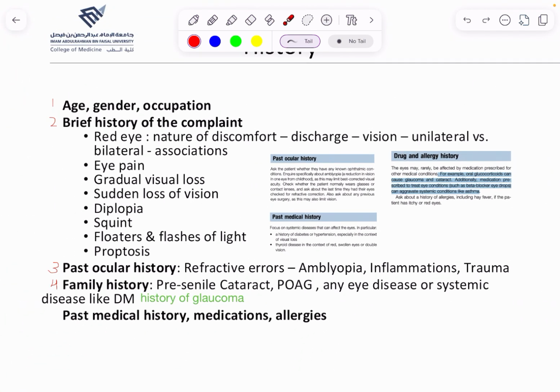And then you're going to come to the family history. You're going to ask about cataracts, primary open angle glaucoma, or any eye disease or systemic diseases like diabetes. Here there are specific diseases that they usually like to ask about, which are diabetes, hypertension, and thyroid diseases. And then of course you ask about past medical history, medications, and allergies.